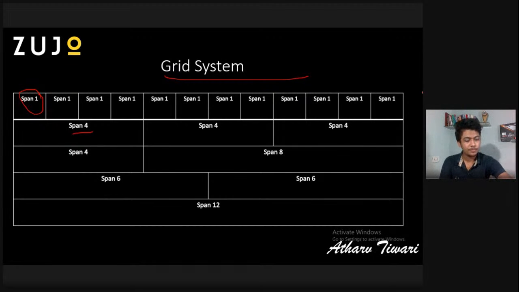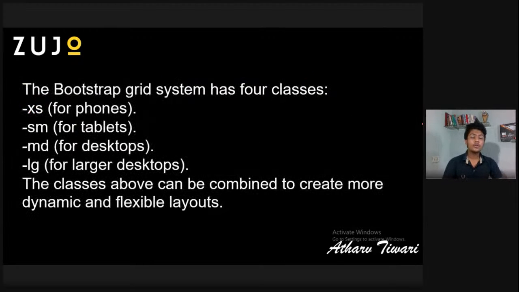Now, as I've told you, there are 12 different blocks. Next, for this, we have four different types of classes. We use four different classes for Bootstrap. The first is the access class, and the access class is for phones.